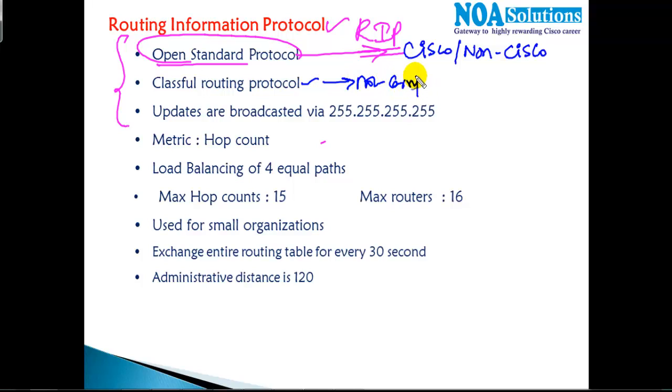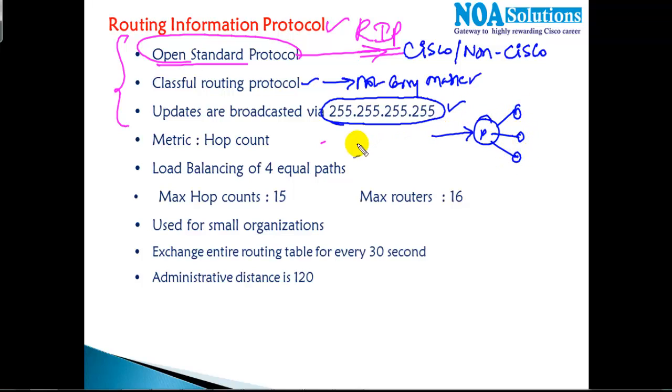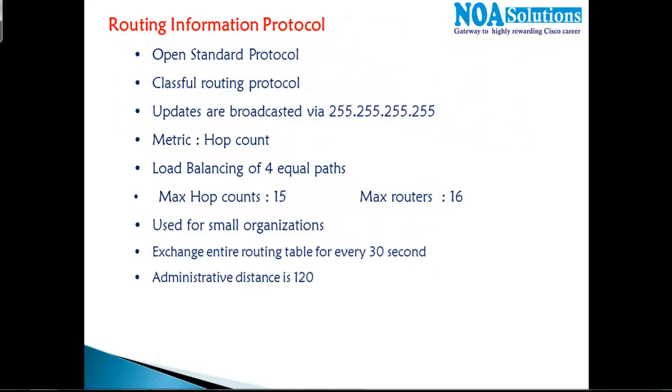As we discussed in the previous session, classless means it's not going to carry the subnet mask information along with the updates. And when it is sending any update, it simply sends it as a broadcast out of all the interfaces. An update received on one interface is simply sent out of all the remaining interfaces. And the metric in RIP will be hop count. Now, a metric is a measurement or unit which is used in deciding the best route.